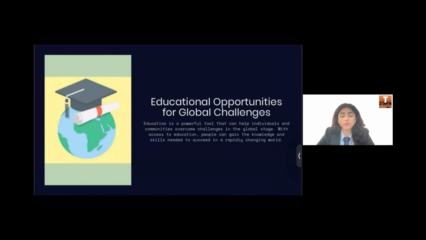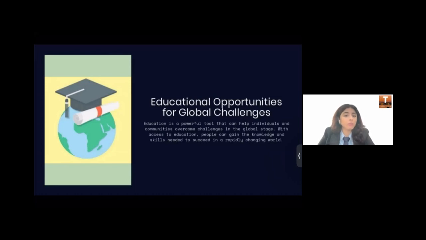But there are some factors which are the key aspects of education opportunities in the context of global challenges. Number one can be awareness and understanding, because by raising the awareness and understanding of global challenges, education equips individuals with the knowledge about issues such as climate change, poverty, inequality, human rights, and environmental degradation. So by offering courses, programs, and initiatives that focus on these challenges, education helps individuals to comprehend the complexities and interconnections of global issues.